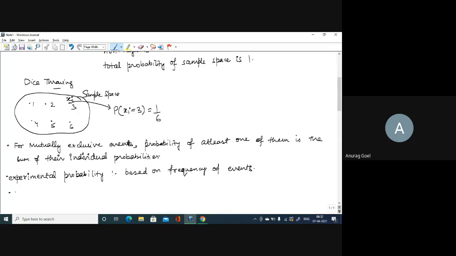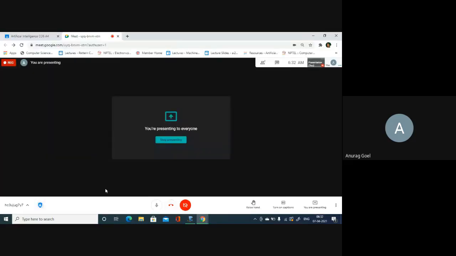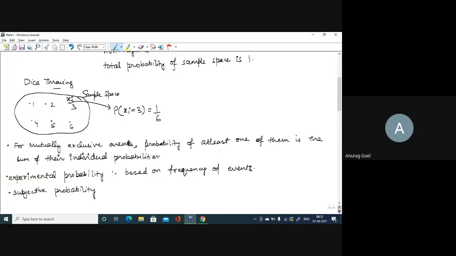Second is subjective probability. Subjective probability is based on expert assessment.